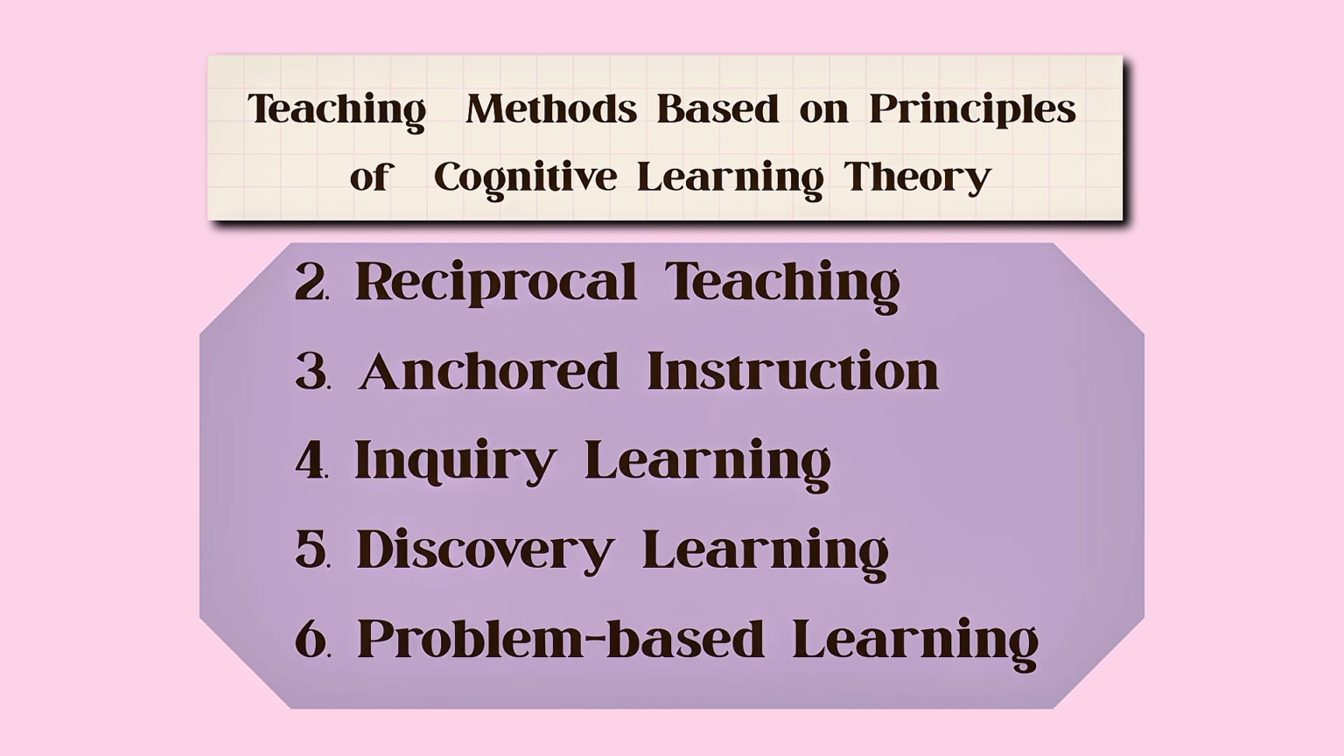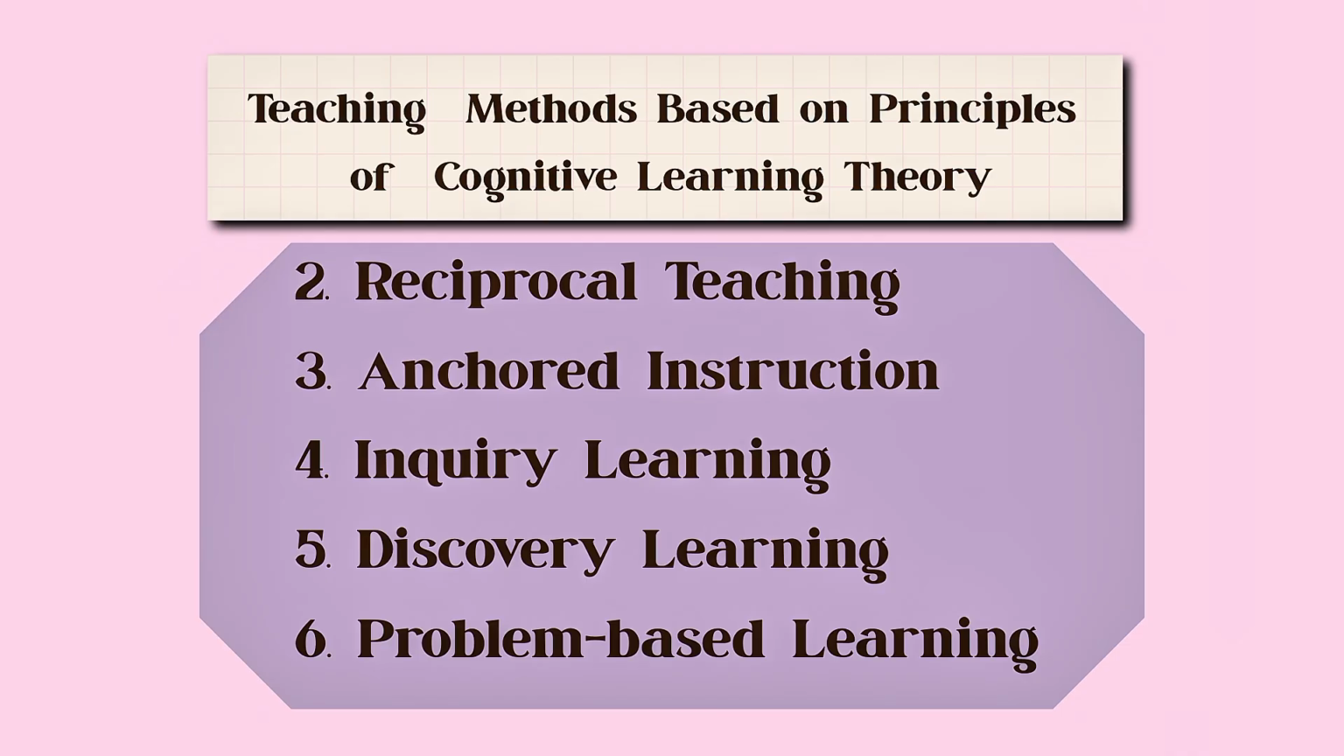Number two, reciprocal teaching. It is an instruction activity in the form of dialogue or exchange between teachers and the students about certain parts of the lesson. Number three, we have anchored instruction. It involves the use of anchors while doing instructions like stories, cases, or situations. Four, inquiry learning. It resembles the scientific inquiry method. It helps the students develop their higher order thinking skills by engaging them in investigating an issue or formulating hypotheses to find solutions to a problem.